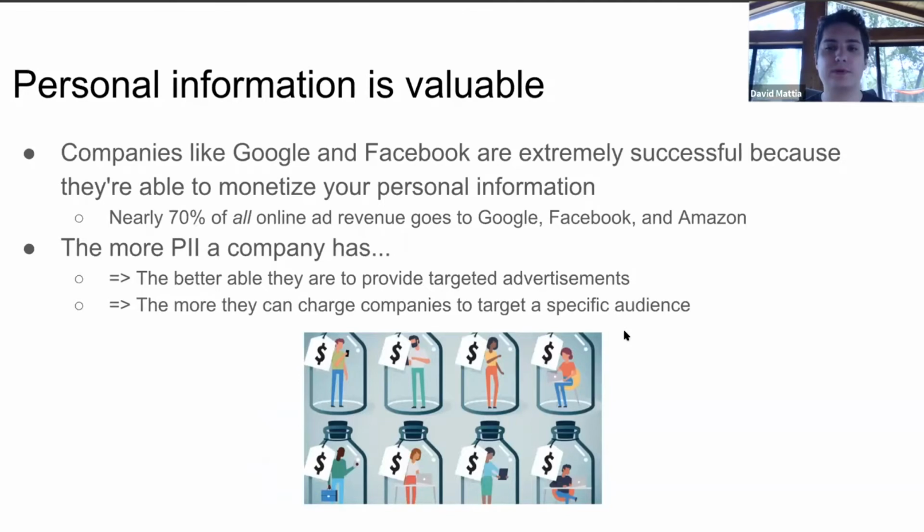Companies like Google and Facebook are extremely successful because of the data they collect on you and their ability to monetize that through targeted advertisements. Nearly 70% of all revenue in ads goes to Google, Facebook, and Amazon. And beyond that, if you look at individual companies' revenues, a company like Google will make over 80, sometimes 90, depending on the stats you use, % of its total revenue just from ads. And this is a company that has Maps and Gmail and is in all parts of your life. The primary way they make money is through these advertisements. And the more PII information they have on users, the better they're able to provide those targeted advertisements.